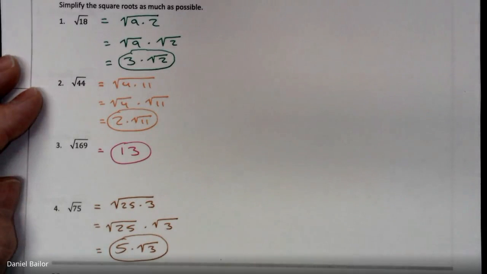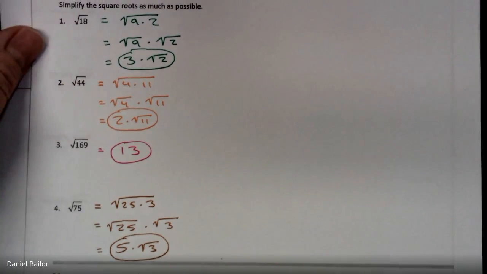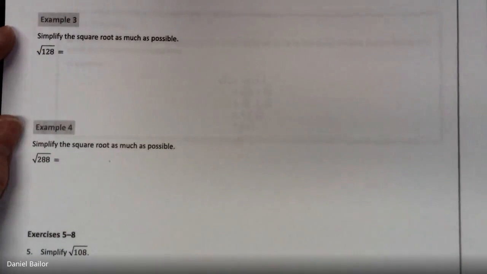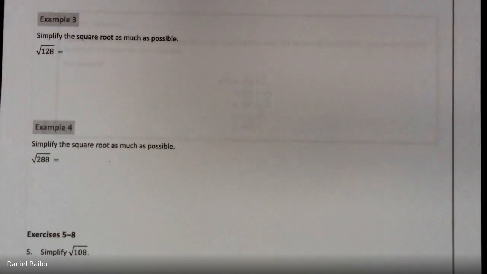A couple more examples. Let's keep working a little bit. So hopefully you got those. Let's try the next page. I think this is the last page of our exercises. We have example 3 and example 4. It looks like they're making these a little more complicated, because these are not numbers where you have really memorized all the factors.